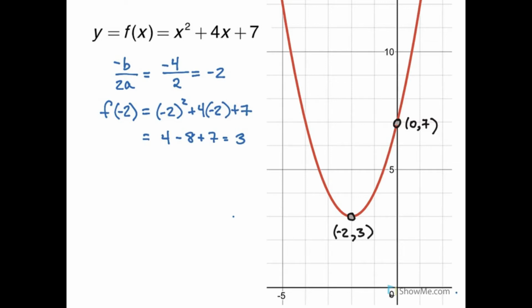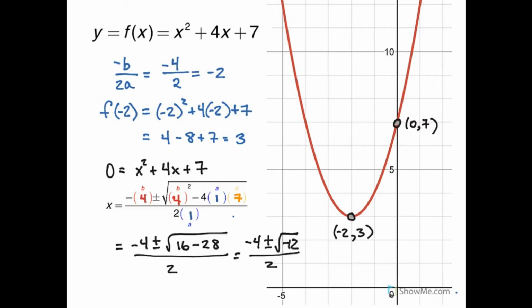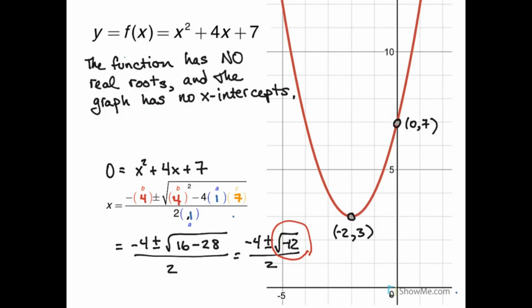But the question is, what are the roots? The graph doesn't go through the x-axis. There are no x-intercepts. If I use the quadratic formula to find the roots, I find that I have a negative inside the square root. And that means there are no real roots, only complex roots. So if the function has no real roots, the graph has no x-intercepts.